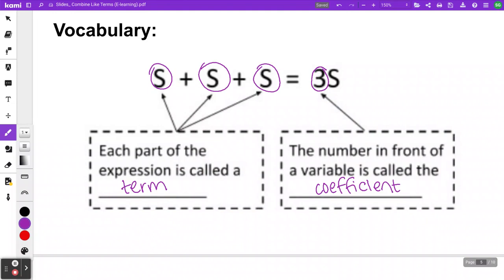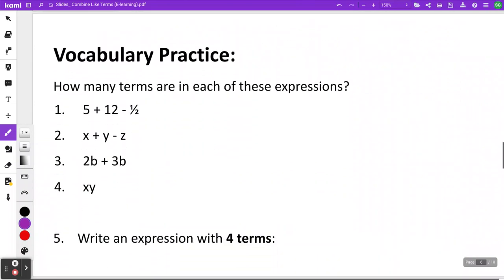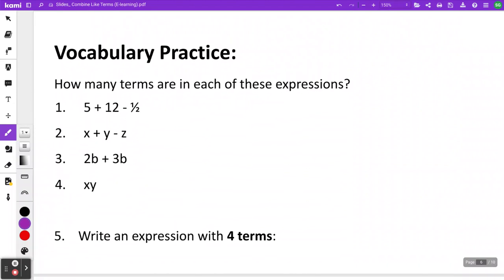I encourage you to pause the video to get the rest of this into your notes before you move on to the next part, because the next part is going to be some quick practice problems to help you use this vocabulary. So to start, we're going to practice with that word term. I've given us some different expressions for numbers 1 through 4.